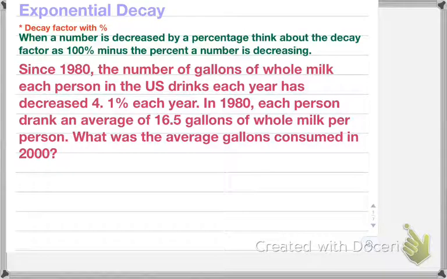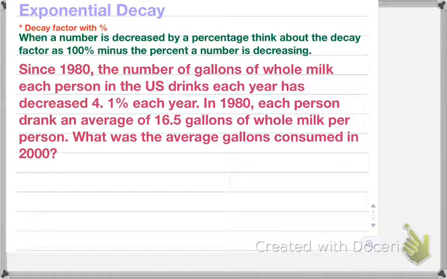So exponential decay, we know we are getting smaller. This one with the percent, we have to think about, just like we did with compound interest or growing, our decay, our decrease, if there's a percent, we have to think of 100% minus the percent we're actually decreasing. So if it was decreasing 5%, we would actually take that away from 100, and we would use 95 in our growth area, in our decay area, or common ratio area of our formula.